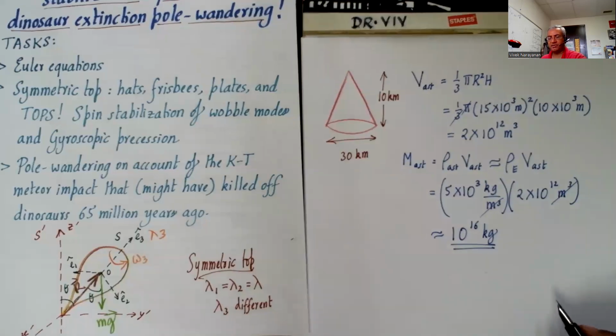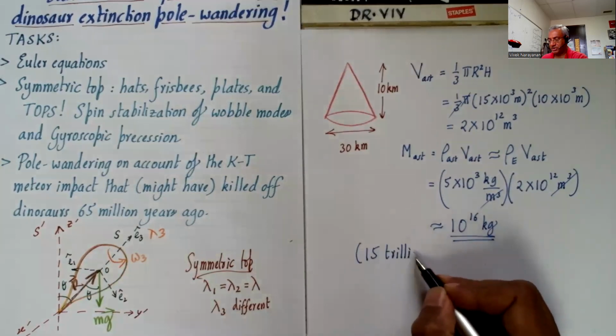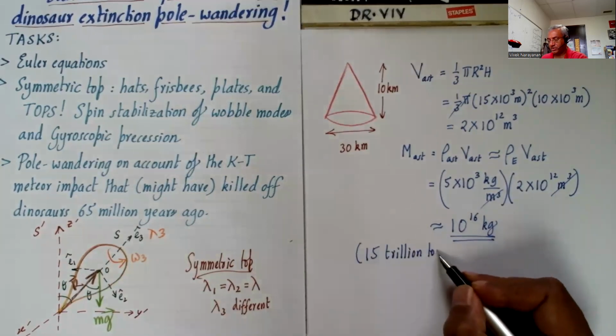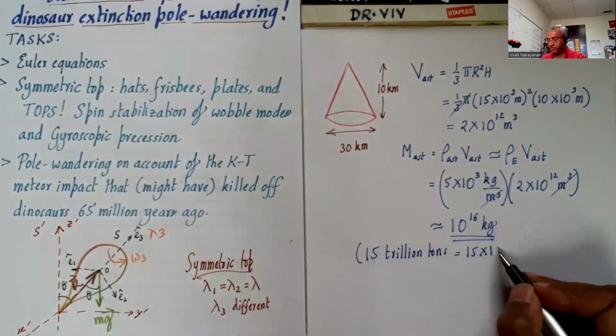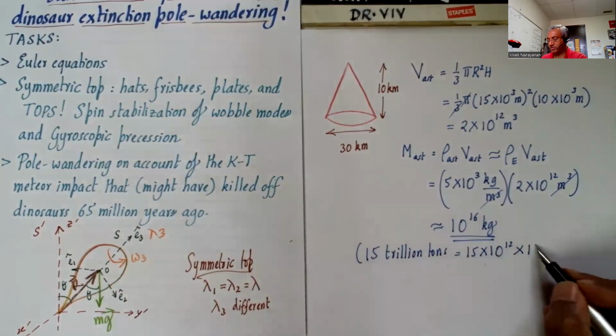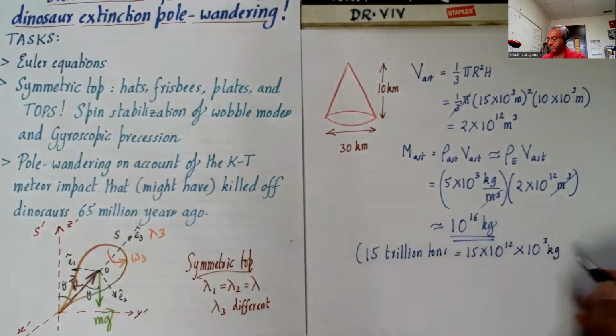I remember reading somewhere that the estimate is 15 trillion tons for the asteroid that killed the dinosaurs. And 15 trillion tons is 15 times 10 to the 12 times 10 to the 3. That's metric tons, so 10 to the 3 kg, which is very close to that estimate. So we are good.